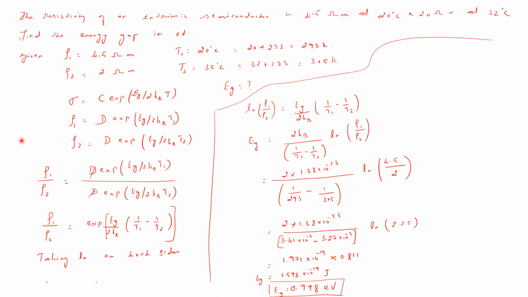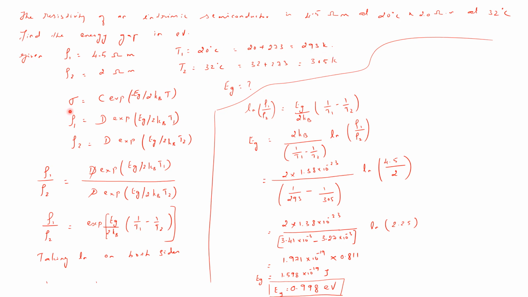Now read this question. The resistivity of an intrinsic semiconductor is 4.5 ohm meter at 20 degrees C and 20 ohm meter at 32 degrees C. Find the energy gap in electron volts. One very often repeated model of question. You are given two temperatures and two values of resistivity and you are asked to find the energy gap Eg. I am naming the given resistivities as ρ1 and ρ2, and the given temperatures as T1 and T2. I am converting the temperature into Kelvin.